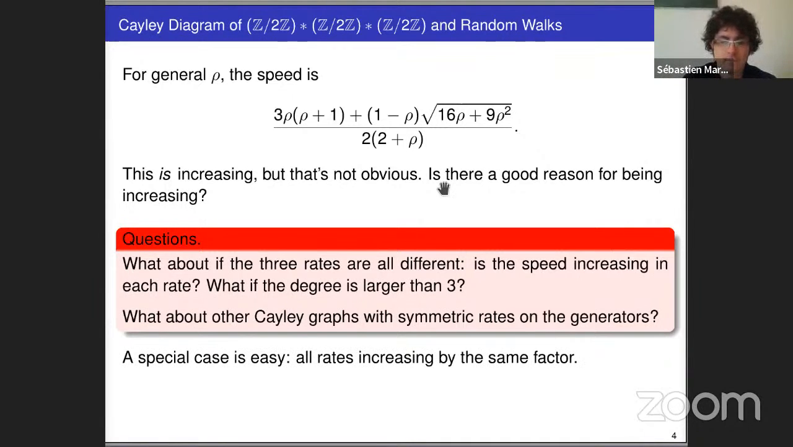Now, there's one special case which is easy. Whatever the rates are, whatever the group is, if you multiply all the rates by the same factor, and the factor is bigger than 1, then the speed will go up. And why is that? I see people nodding their heads. Why is that?